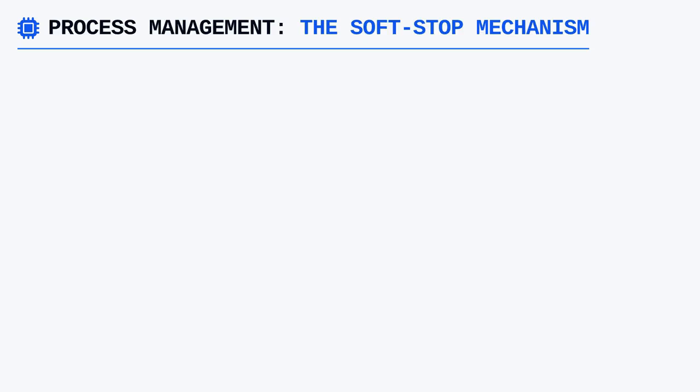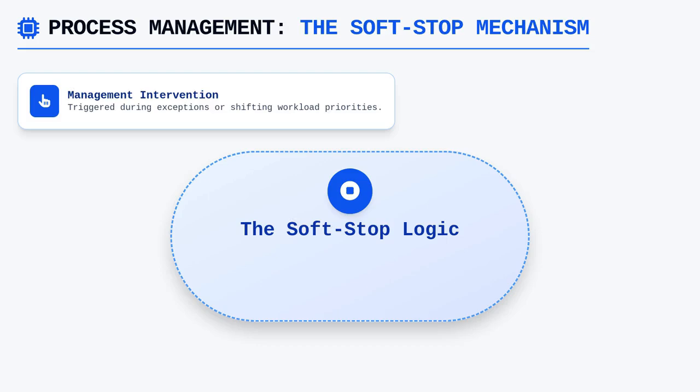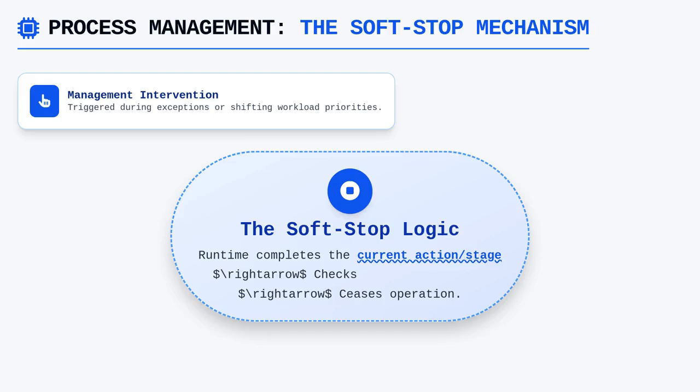Once a session is active, monitoring is effectively the start of management, but manual intervention is often required when exceptions occur or workload priorities shift. The soft stop command is your preferred mechanism for orderly termination because it signals the process to stop at the next logical opportunity. When you issue a soft stop, the Blue Prism runtime completes the current action or stage and then checks the stop request flag before proceeding to the next logic block.